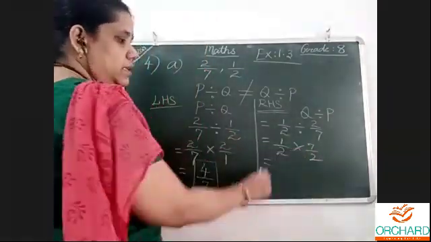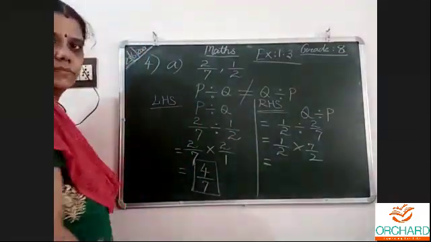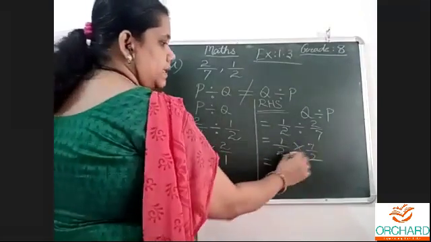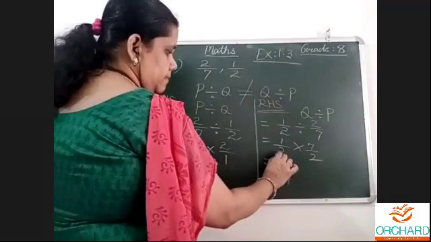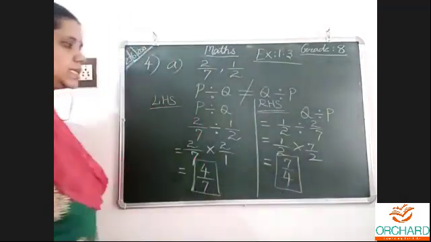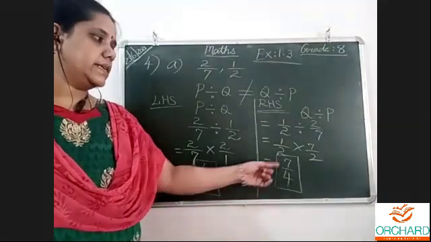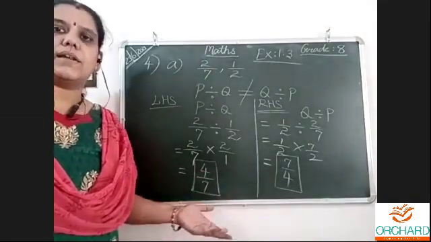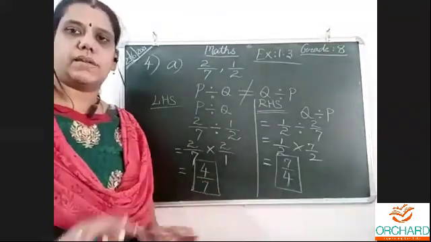Because I am changing the sign, I have to take the reciprocal. 1 7s are 7, 2 2s are 4, 7 by 4. Look at the left hand side, 4 by 7. Look at the right side, 7 by 4. Are they equal? No. 4 by 7 is not equal to 7 by 4.